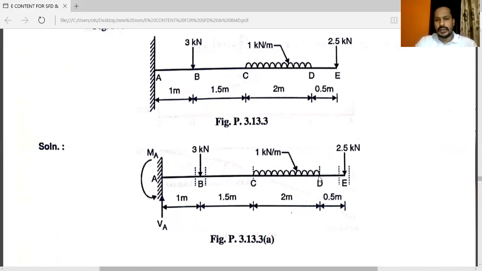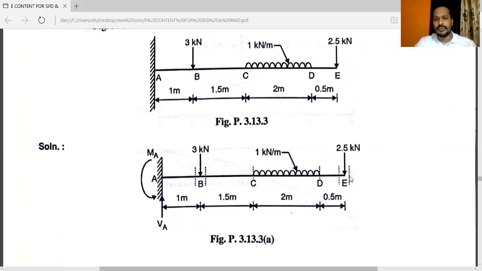But whenever you consider D just to the left, plus VA minus 3 kilonewton minus 2, you will get the answer at point D, just to the left. D just to the right. At point D, there is no force, so the answer will be same. From D to E, there is no force, so shear force at point E just to the left, the answer will be same. E just to the right.